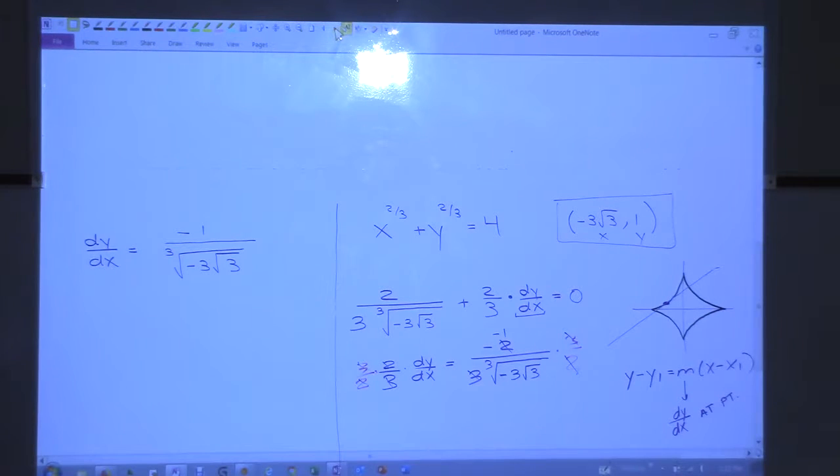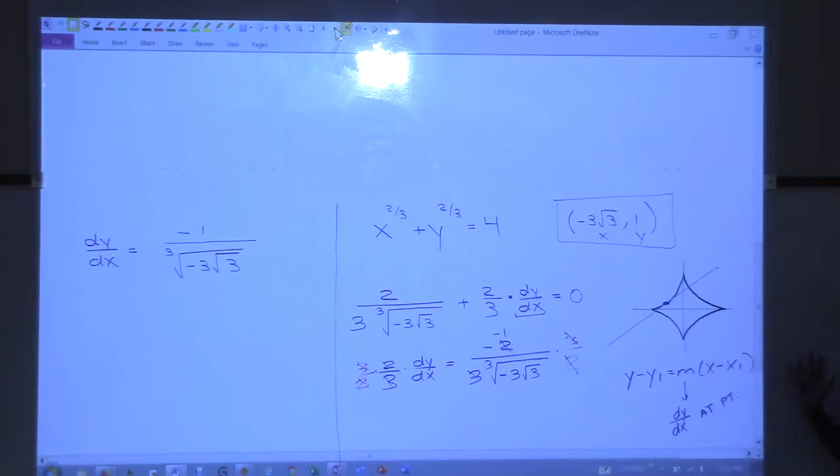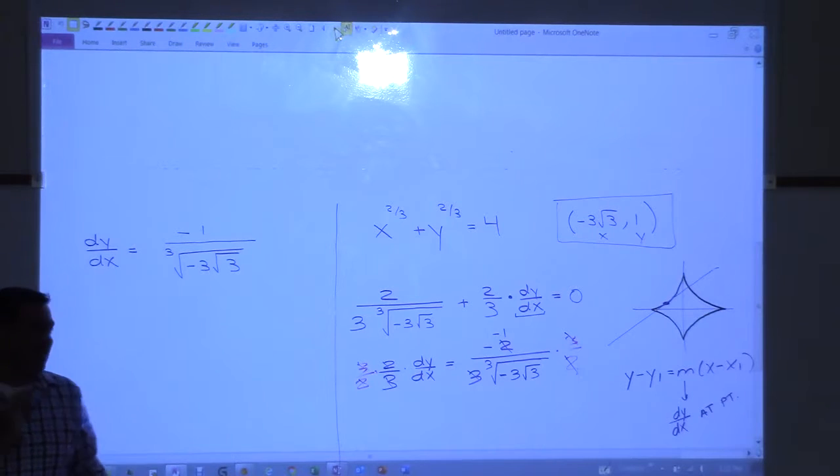That is the slope of the tangent line at that point. So we're just going to plug it into this formula and we'll be done. It's going to look ugly. It's going to look ugly, but it's what it is. I'm not going to get on my calculator and get that as a decimal. I'm just going to give the exact answer.